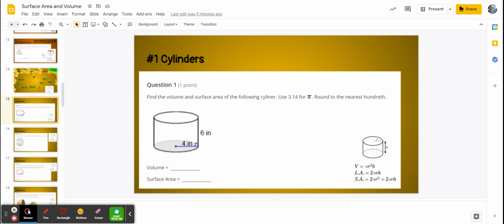What are you working on? Which one? Oh, wait, this one. Lateral area. Lateral area.